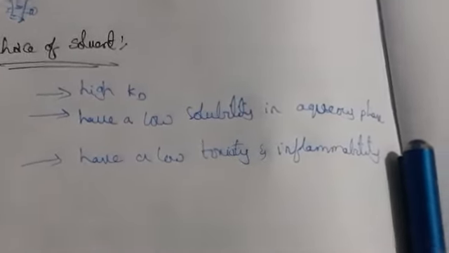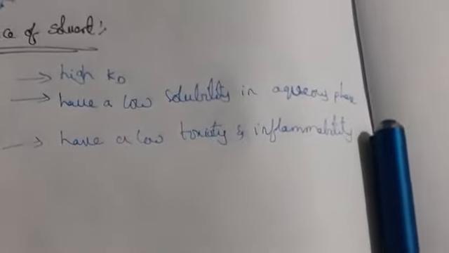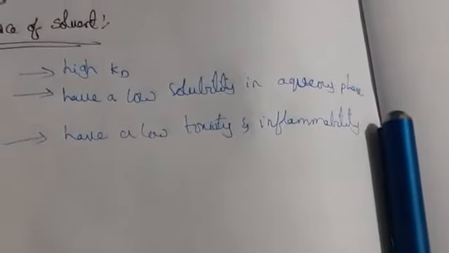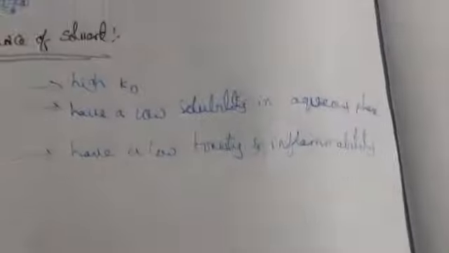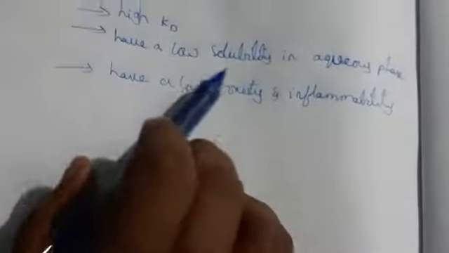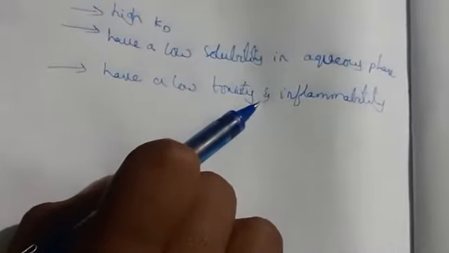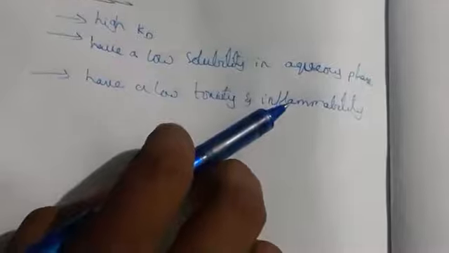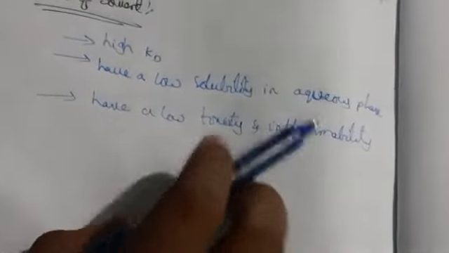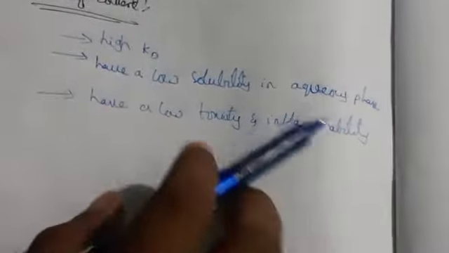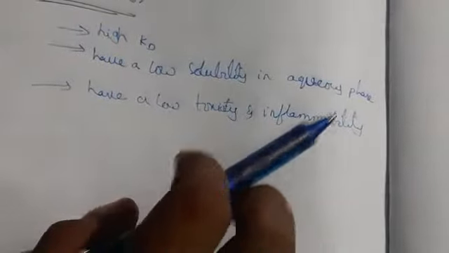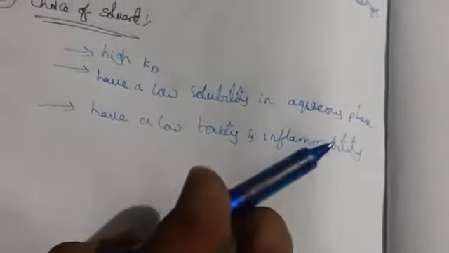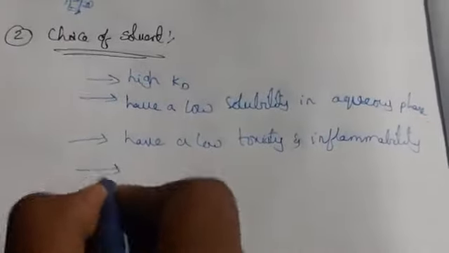Why? Because it should be done in the air process only. So to get the organic layers we should have low toxicity, which means a low poisonous nature. Inflammability is nothing but what? Whenever you add the solvent, it should not catch fire easily. So that is the choice of the solvent.